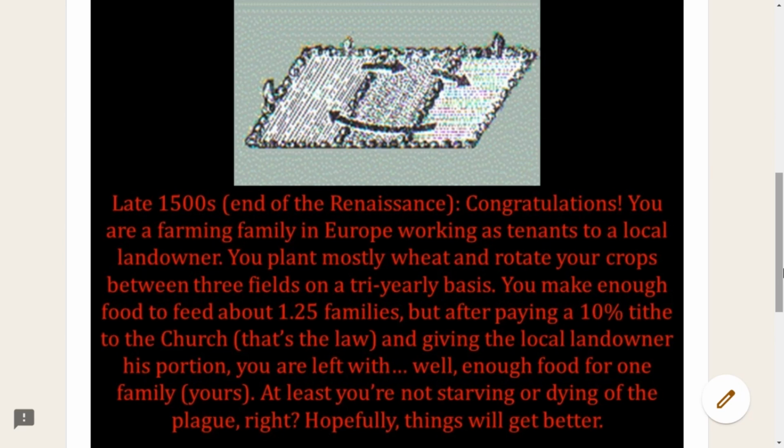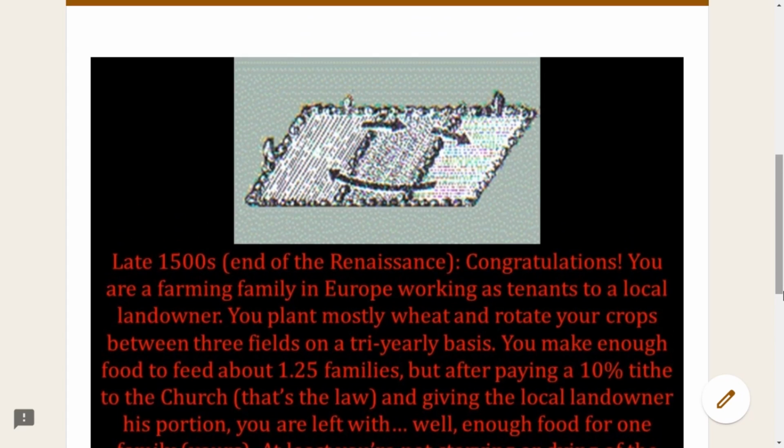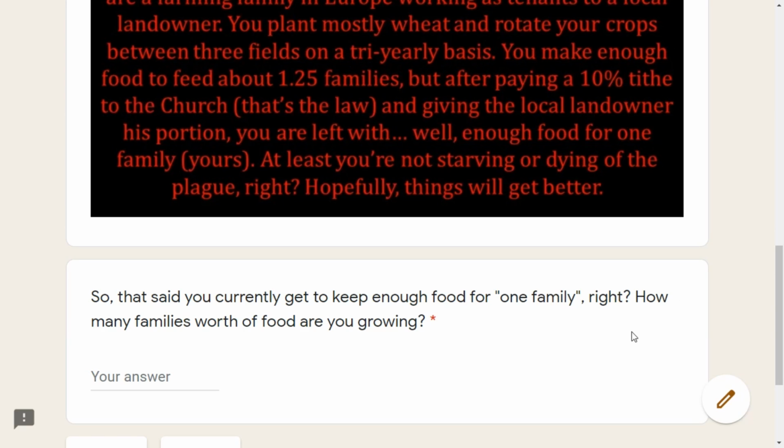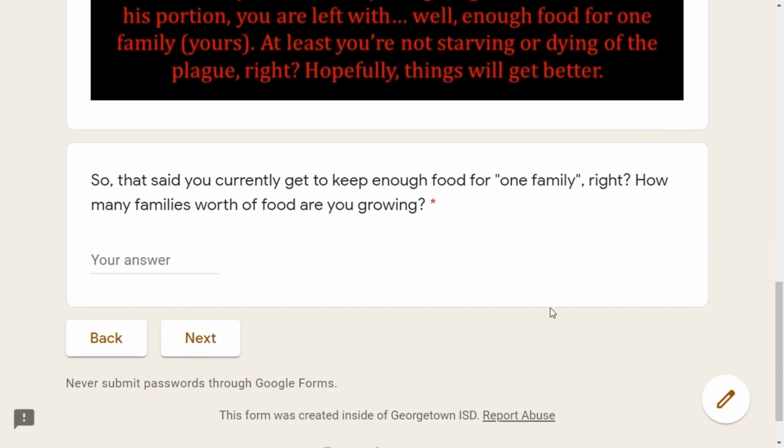You make enough food to feed about 1.25 families, but after paying a 10% tithe to the church, that's the law, and giving the local landowner his portion, you are left with, well, enough food for one family, yours. At least you're not starving or dying of the plague, right? Hopefully things will get better. So basically, every year we grow just enough food to survive. We're living, but not really making anything extra.